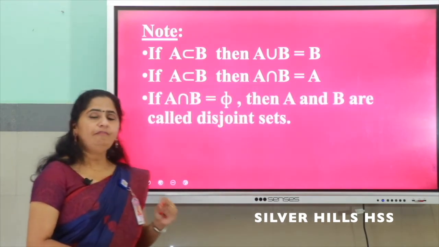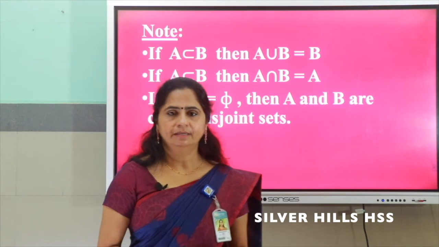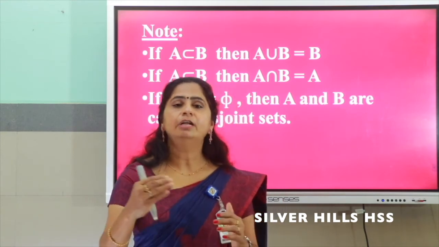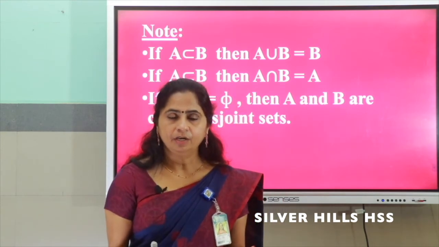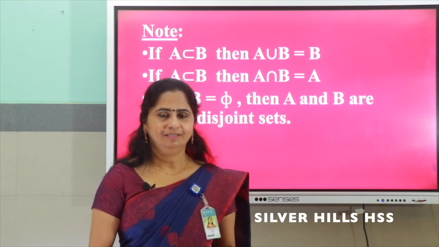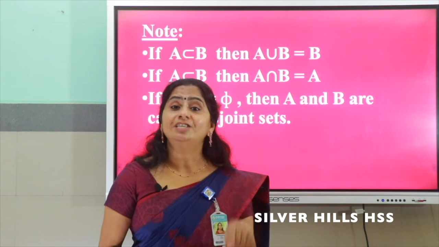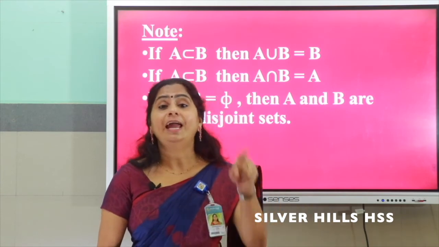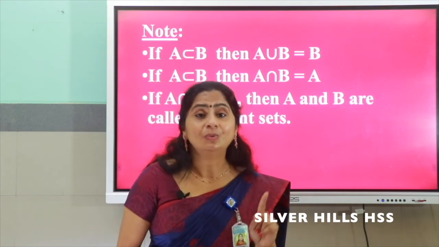Then, if A intersection B is equal to the null set, that is, if there are no common elements between A and B, then we call A and B disjoint sets. So, A and B are called disjoint sets if A intersection B is equal to the null set.